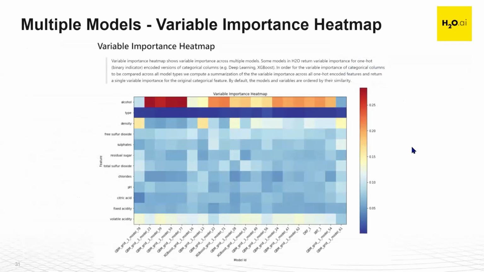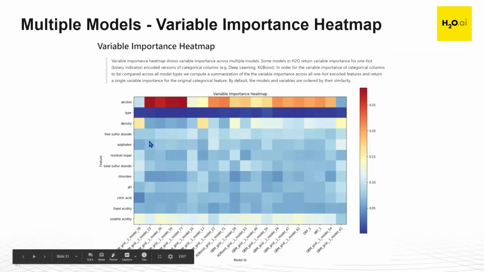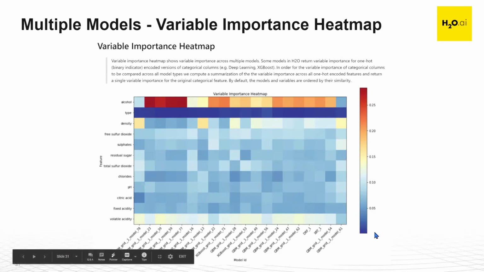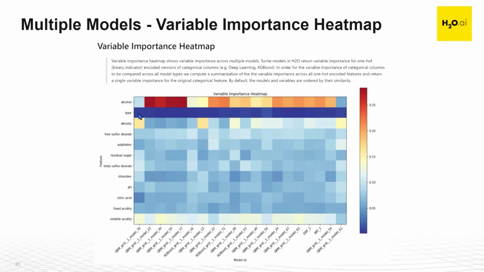So this is the first one that will show up. It's called the variable importance heat map. What we're trying to do here is to look at taking all the models together and see what are the most important features in individual models. And all you see from the heat map is that the red here is the most important, and then the blue here is less important, right? So you see that most of the models here, they don't really care about the type. So type is really low importance for most of the models.